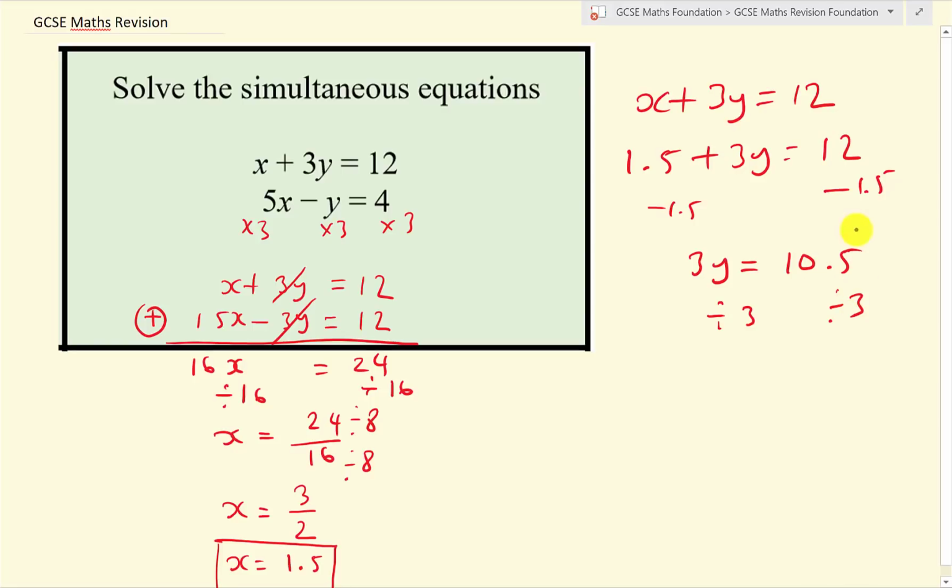Now it can be a bit tricky when we're dividing a decimal by a whole number. If you're not quite sure how to do this, I will say revisit that topic, dividing and multiplying by decimals. Then that will give us y equals 3.5. Okay, so our x value is 1.5 and y value is 3.5, and that's our answer.